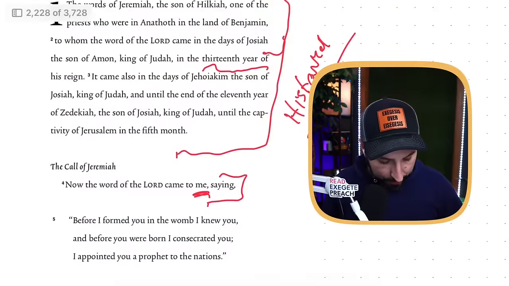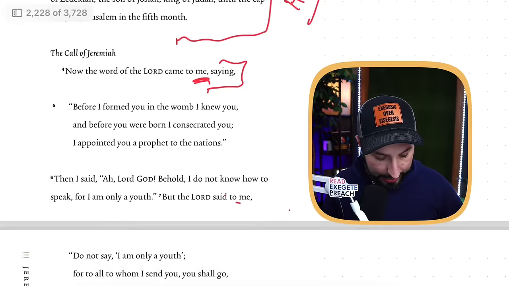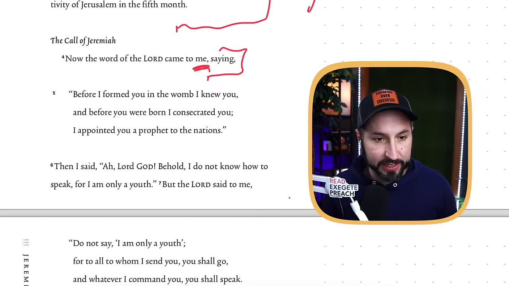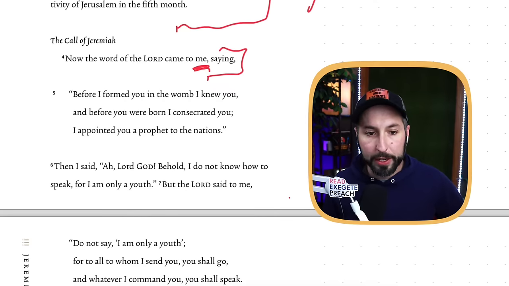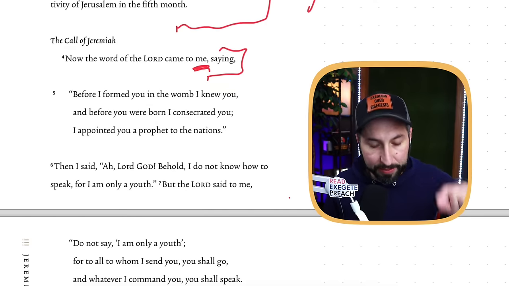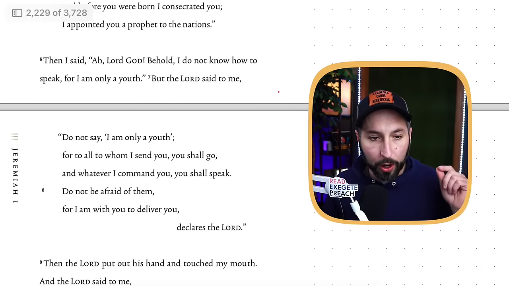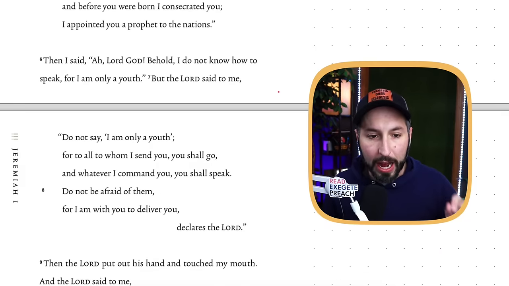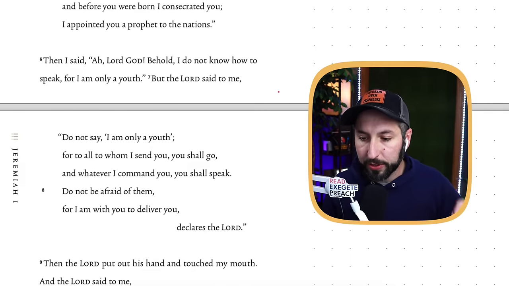All right, so we also know that Jeremiah is not incredibly happy about the situation. He's but a youth. And this is what it says in verse 6. Then I said, "Ah, Lord God, behold, I do not know how to speak, for I am a youth." But the Lord said to me, "Do not say, I am only a youth, for to all to whom I send you, you shall go. And whatever I command you, you shall speak. Do not be afraid of them, for I am with you to deliver you, declares the Lord."